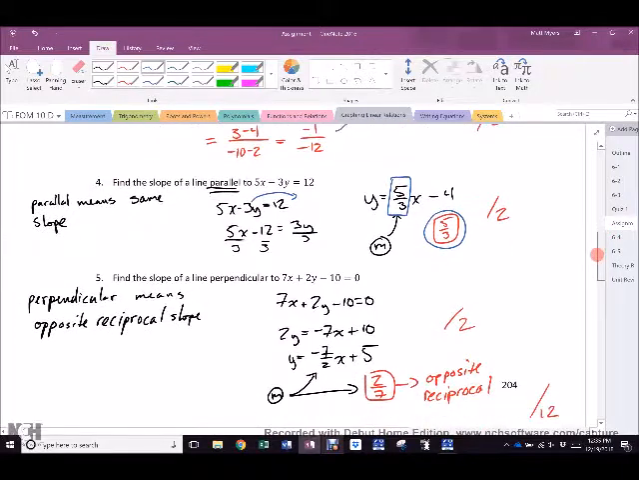And then perpendicular, same thing. You find the slope, but because it's perpendicular, you opposite and reciprocate. So when you found the slope, you found it to be -7/2, but you don't want that slope. You want the perpendicular slope, which means you change the sign and you reciprocate to get to +2/7, making the whole first page out of 12. Any questions?